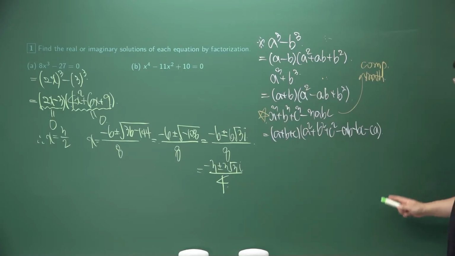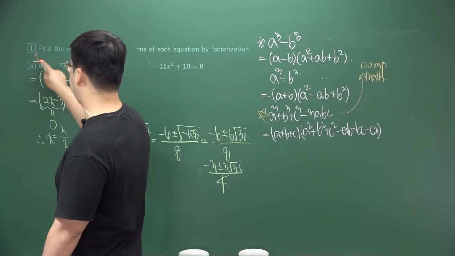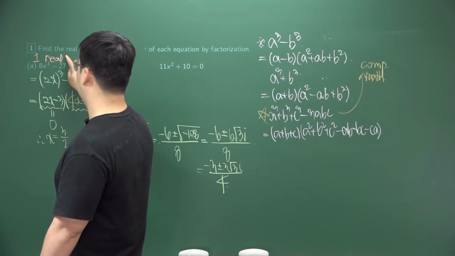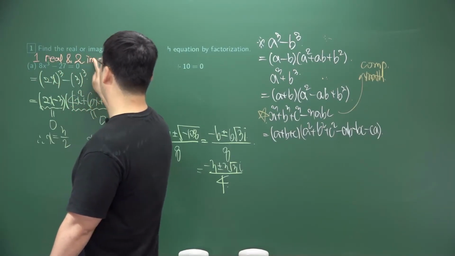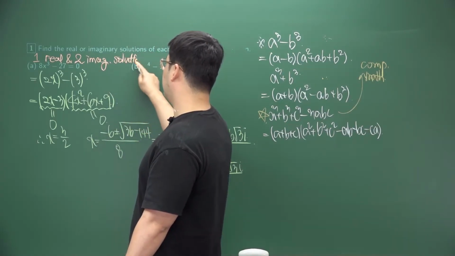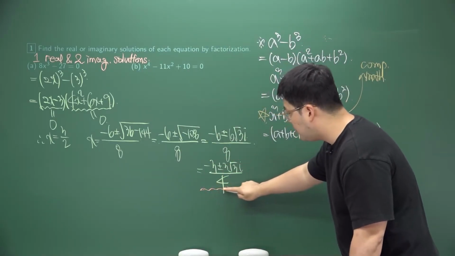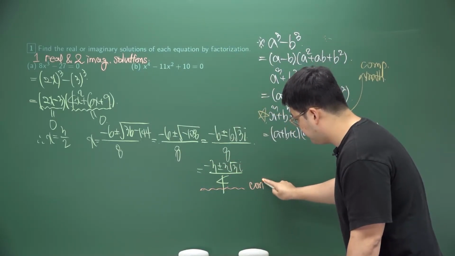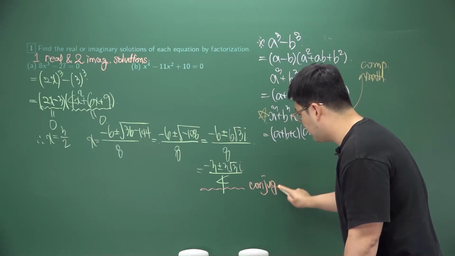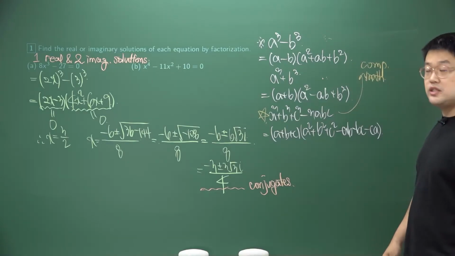So you can check that there's 1 real solution with 2 imaginary solutions. And as we write 2 imaginary solutions, these are called conjugates. They come in pairs all the time.